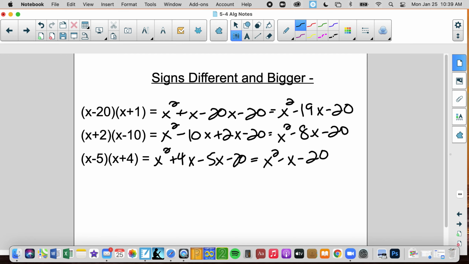Because the signs are different, we would assume that we're going to get a negative product, a negative value here. And because my signs are different and the bigger is negative, my middle is going to be negative. I'm going to have more negatives. -20, +1 gives me -19. +2, -10 gives me -8. -5, +4 gives me -1.